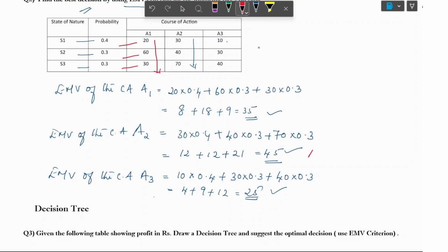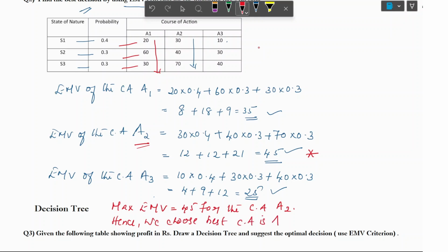Which is the maximum here? That is 45. Against which course of action? That is A2. That means here you are writing maximum EMV equal to 45 for the course of action A2. Hence by EMV criteria, we choose the best course of action, A2. This way you can do the EMV criteria method, how to choose the best course of action. This is a 5 marks question.